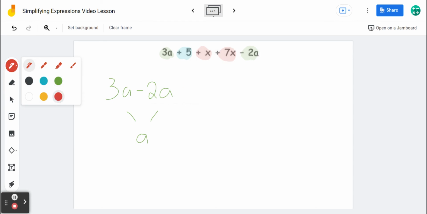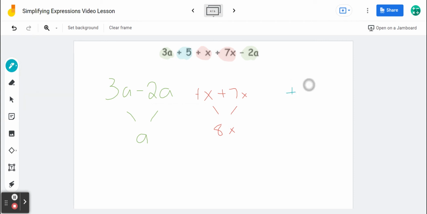Let's do the X's. Again, I'm bringing the plus sign in front of the X. Not really needed for this one. Plus X literally just means 1X, positive X. If I have 1X and I add 7 more X's, that means I have 8 X's now. And then the last thing is the plus 5. That's not being combined with anything.